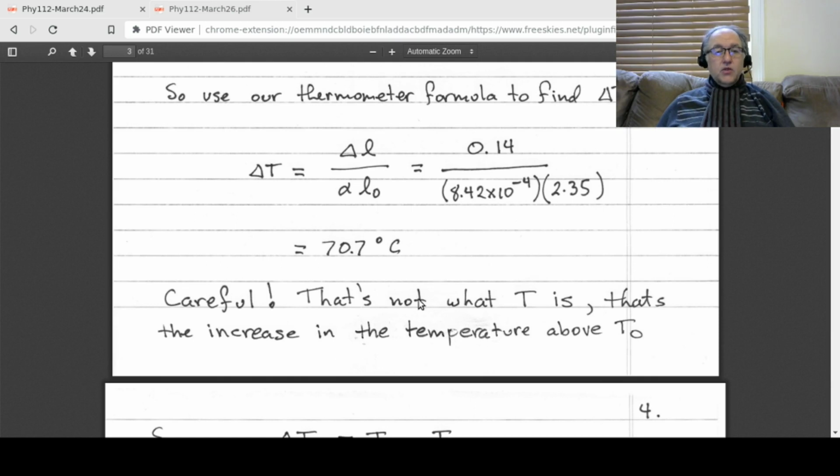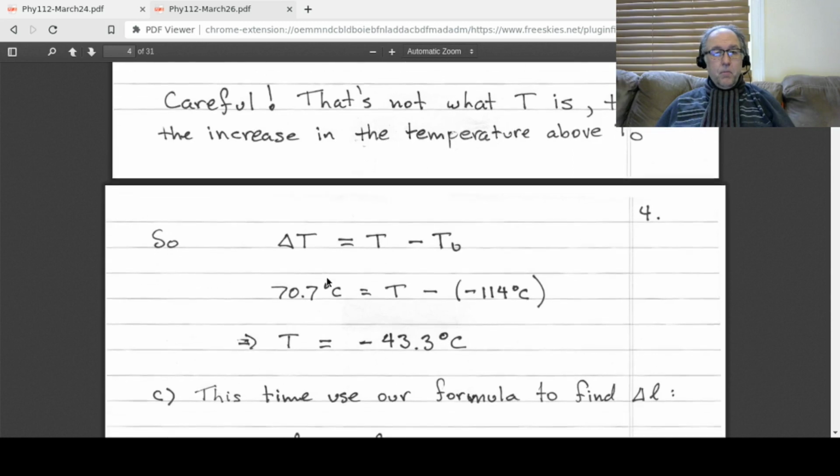There we go. So that's not T. That's delta T. What does that mean that it's delta T? It means it's 70.7 degrees Celsius above the lower reference temperature, okay? Because everything's being measured relative to that lower reference temperature. Now the lower reference temperature was -114 degrees Celsius, so you're 70 degrees above that. So what does that mean?